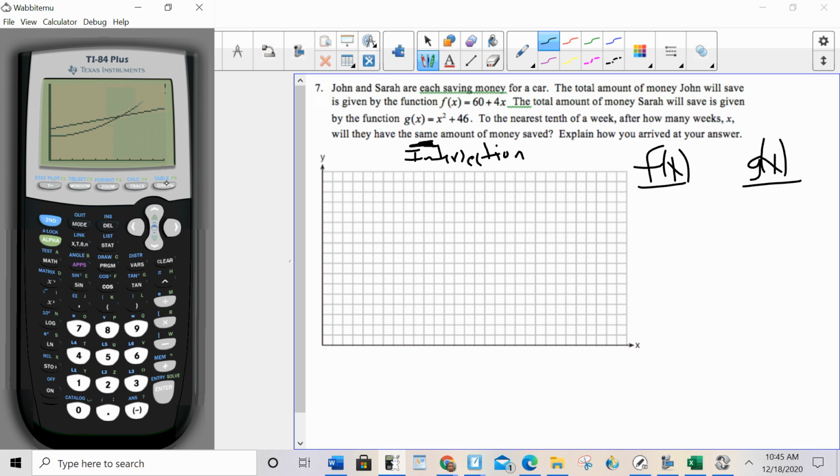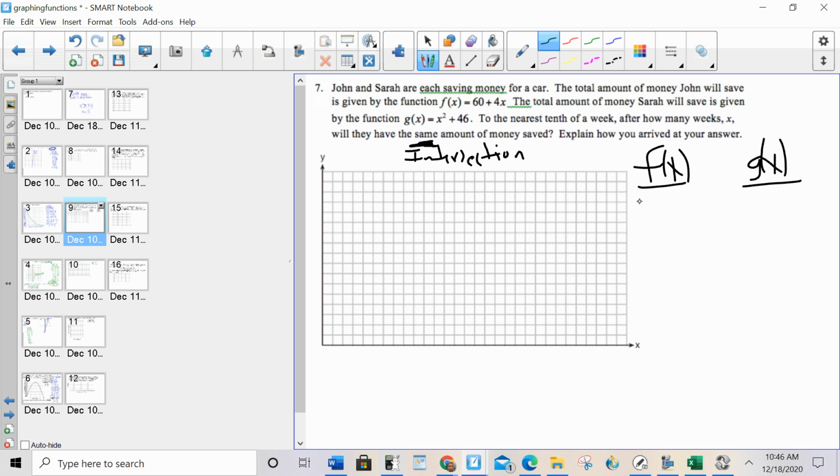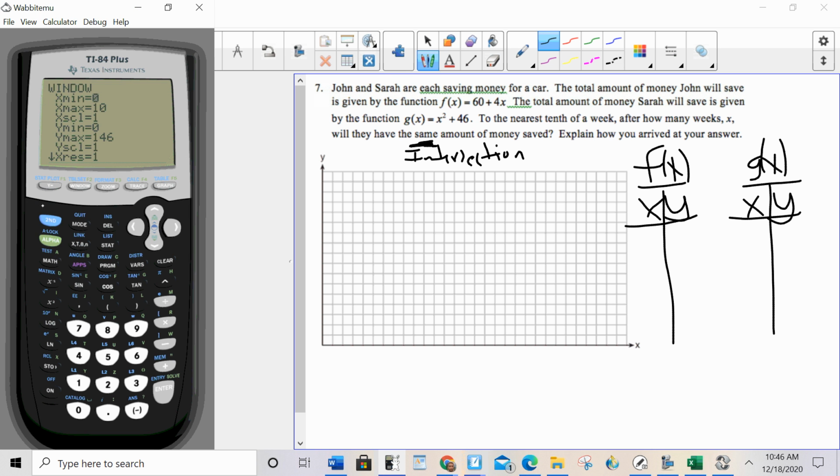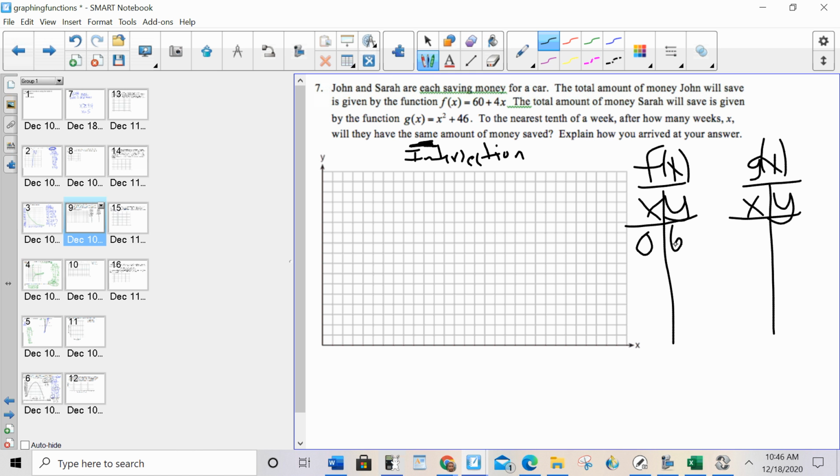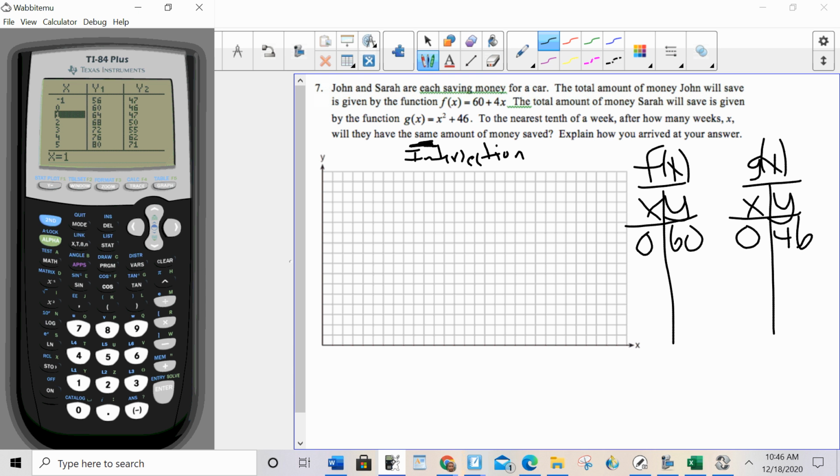Does this look good? Yes. Because my window is going from 0 to 10, I'm going to graph them from 0 to 10. So when I go to my table, I've got 0, 60 and 0, 46. I don't need to write down every single point. However, I'm definitely looking for my point of intersection, so if I see it, I definitely want to include that. I'll do 2, 68, and 50.